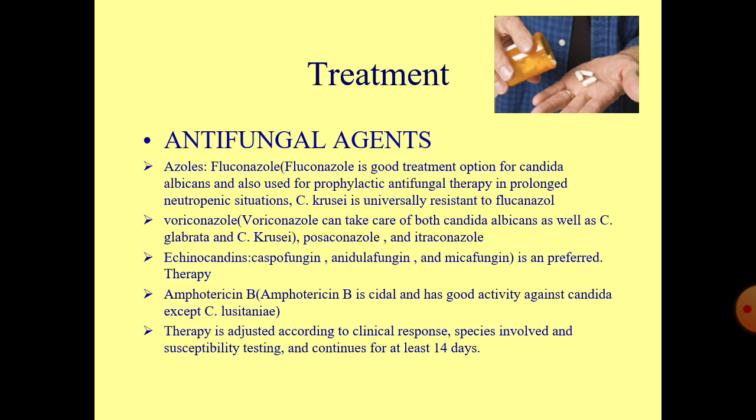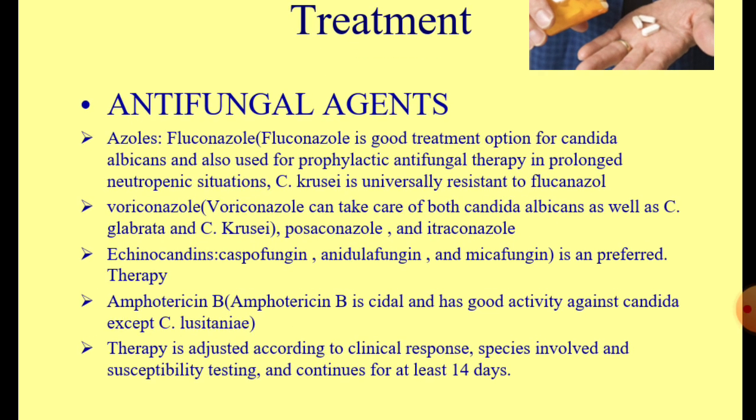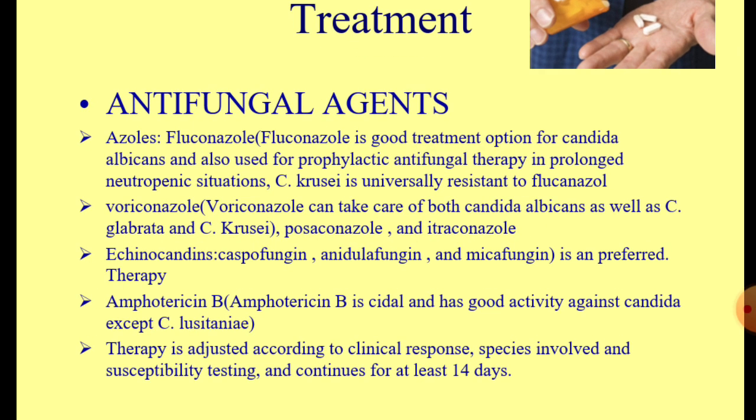As we said, fluconazole is a good drug for Candida albicans, despite other types of fungal infection, like the non-albicans species such as glabrata and krusei, which are usually universally resistant to fluconazole. We need other treatment like another azole such as voriconazole. Echinocandins are now good options again for these patients, like caspofungin, anidulafungin, micafungin. Amphotericin B again has a good activity against candida.